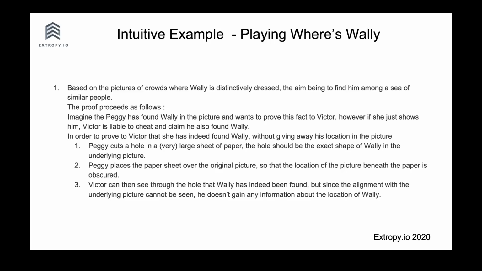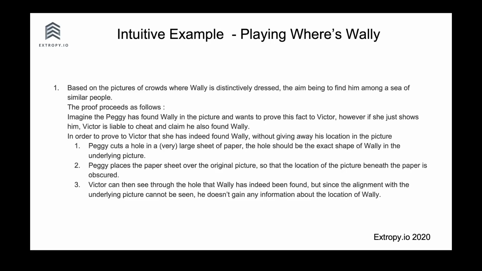So to create the proof and to show that she knows where Wally is, without allowing Victor to cheat, what she can do is take the book and then take a very large sheet of paper and cut a hole in the piece of paper that is exactly the same shape as Wally is in the underlying picture. Then she places the piece of paper on top of the book in such a way that it's not obvious to Victor where the book is underneath the paper, but so the hole is on top of Wally in the picture, so that Victor can see through the hole that Wally is there. So this will prove to Victor that Peggy has indeed found Wally in this picture.